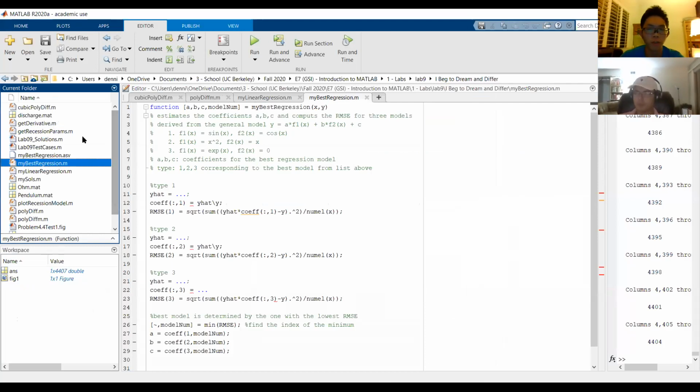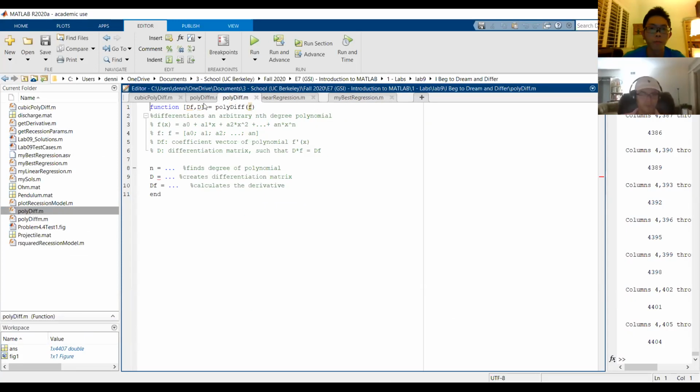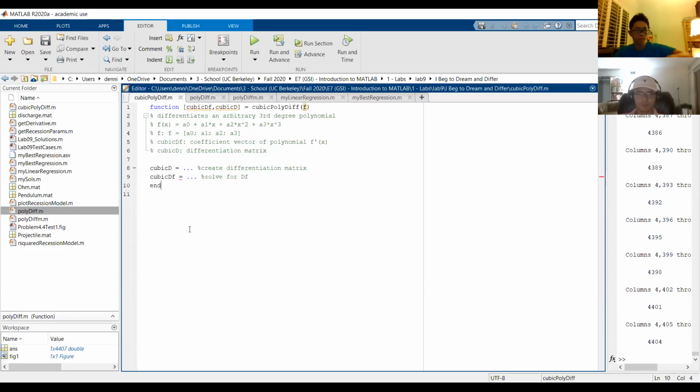And some of these functions you see on the left, by the way, are from a deleted problem that was too hard to give out. Cubic polydiff, polydiff without the M. There we go. Okay, let's go through these in order.